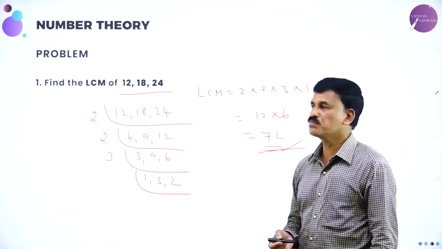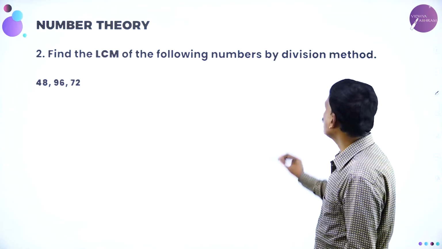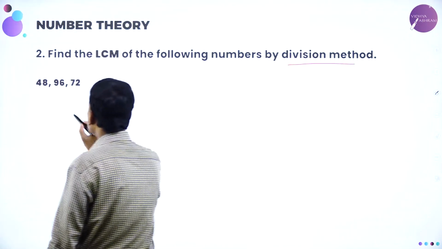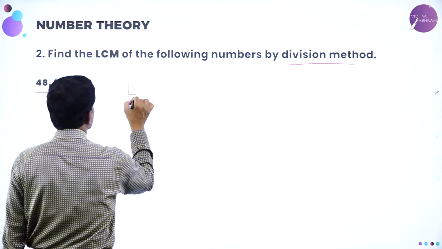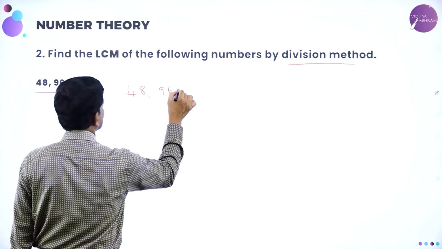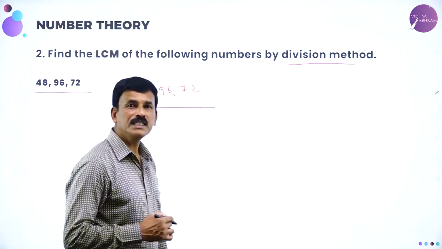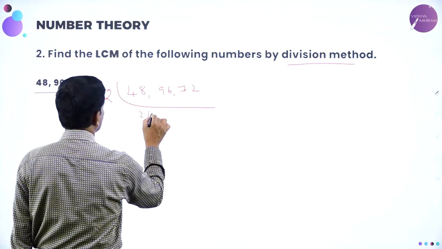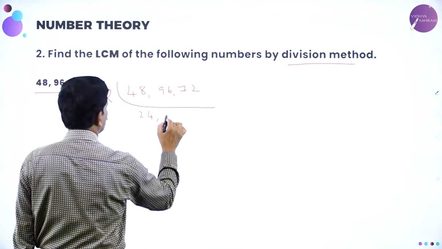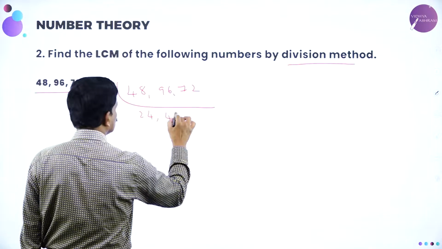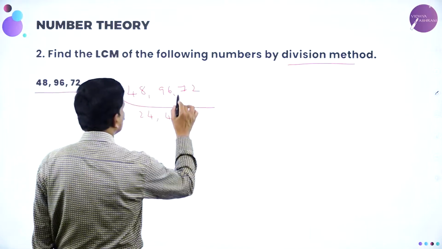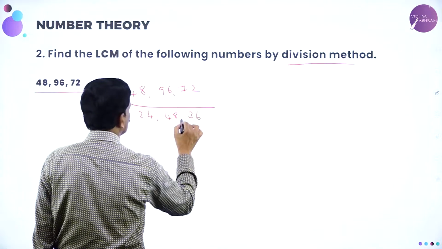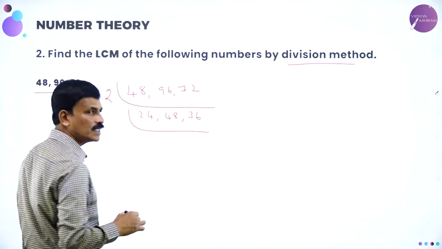Now let me take one more example. Find the LCM of the following numbers by division method. Let us write down the numbers 48, 96 and 72 in a line. Divide by 2, let us check. 2 2s are 4, 2 4s are 8, 2 8s are 16, 2 3s are 6, 2 6s are 12. So 24, 48 and 36.